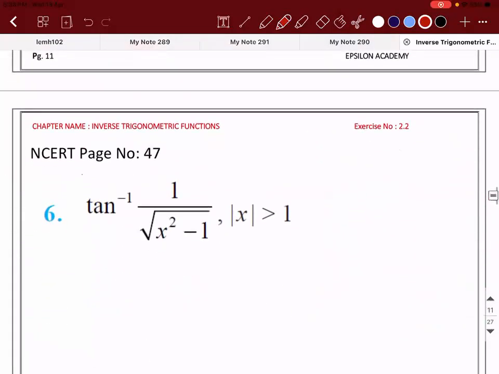Okay. Next one, I'm expecting you to do it. I've given you all the hints. So tan inverse of 1 by root of x square minus 1. x square minus 1.